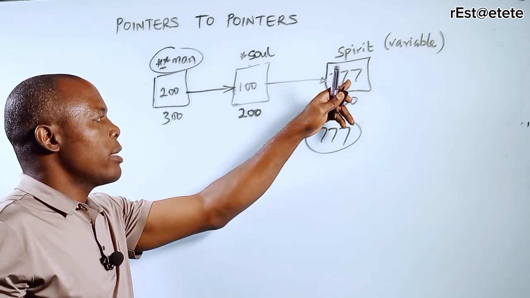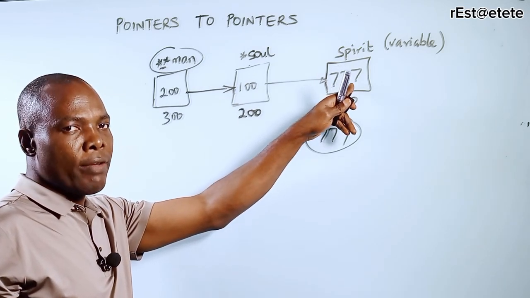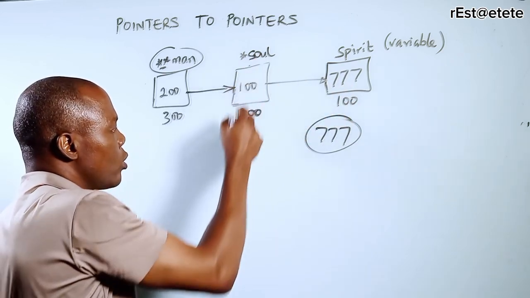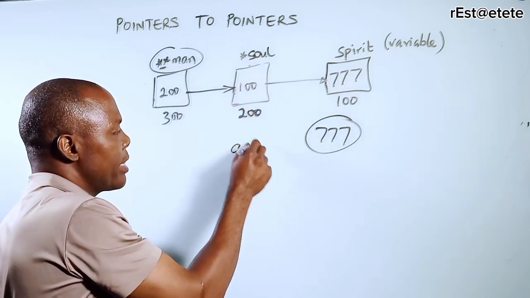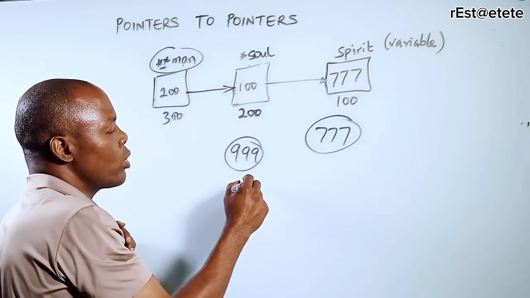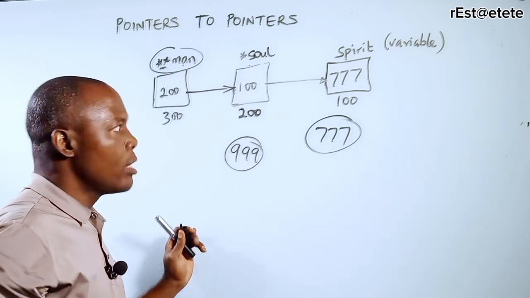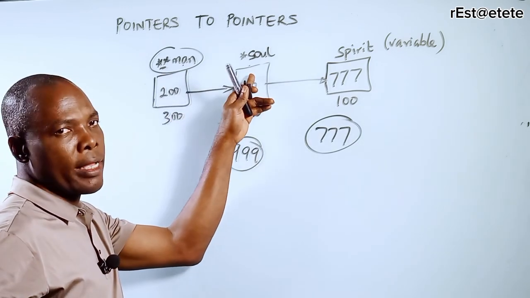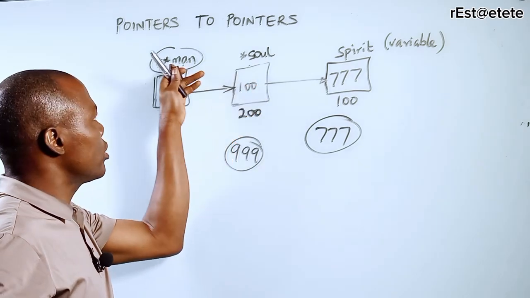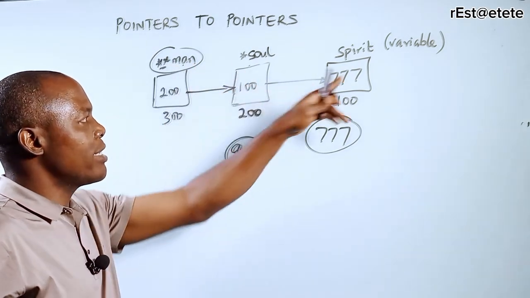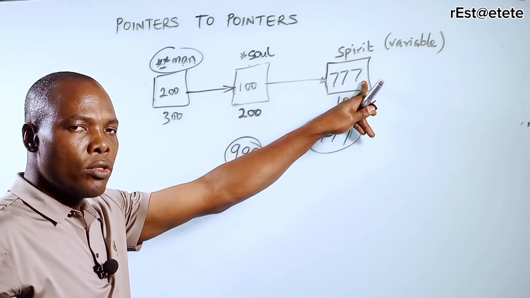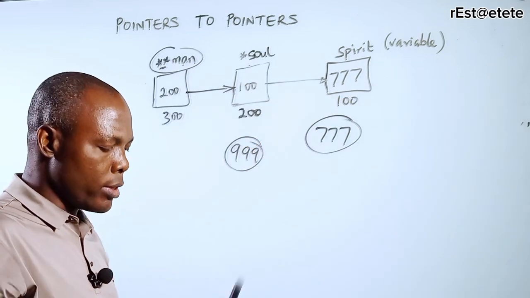So this divine value is 777. I will make this soul point to 999. And then man will also print out 999 on the screen. So this is pointer to pointer. Using double asterisk, I can access the value of spirit. So let's write a C program to illustrate that.